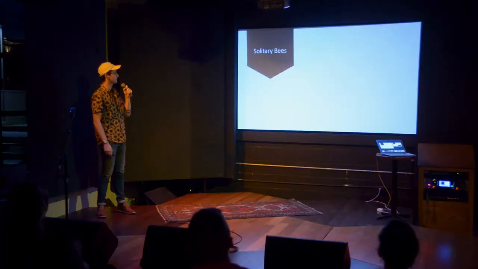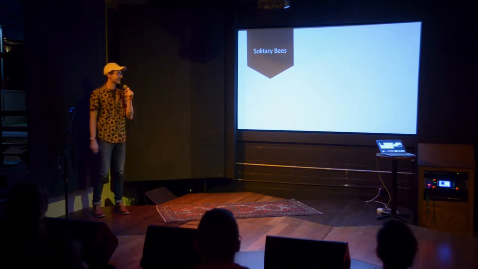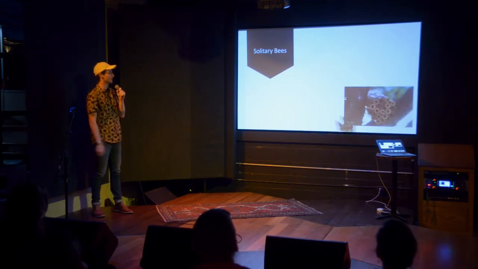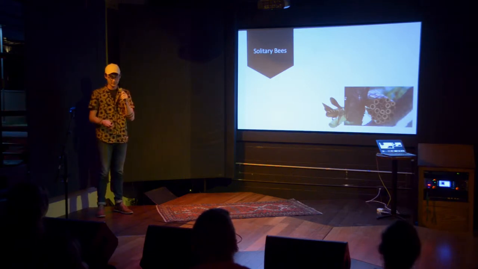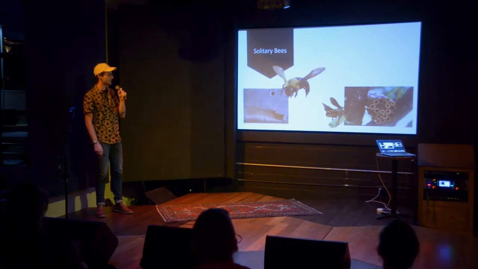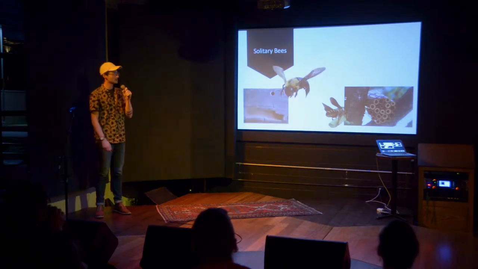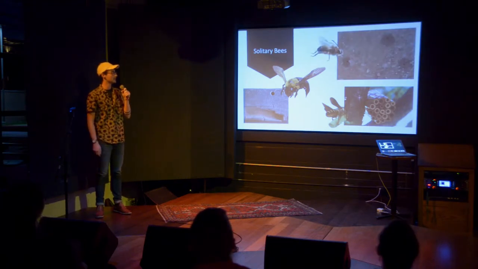Solitary bees are very diverse. I study the leafcutter bee, which will nest in hollowed out reeds and stems and otherwise pre-existing cavities in wood. You have the well-known and infamous carpenter bee, which will actually make its own holes in wood. And then a whole bunch of other more specialized bees like this longhorn bee, which will nest in the ground.